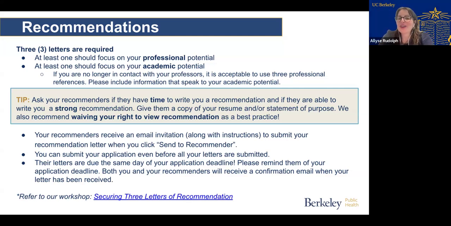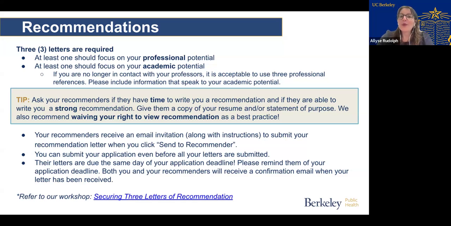So yeah, one of the big components of this application is submitting your 3 letters of reference. As we mentioned earlier, these do need to all come from either professional or academic sources. So you certainly want to avoid family members or friends. We want to keep them professional or academic. And we recommend that of the 3, it's ideal that you have at least one be professional and one be academic, and then the third can be either professional or academic.